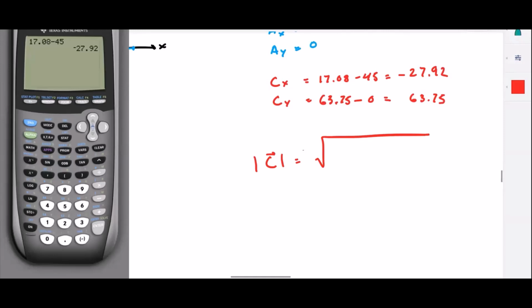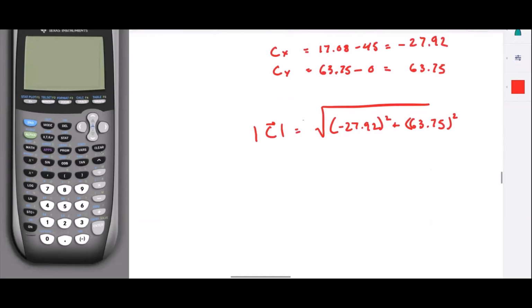Okay, distance formula. So we're going to do the x and y squared, add them, square root them. Okay, second square root. I'm going to leave out the negative here because I know a negative squared is a positive. So 27.92 squared plus 63.75 squared. And our magnitude is 69.595, blah, blah, blah.